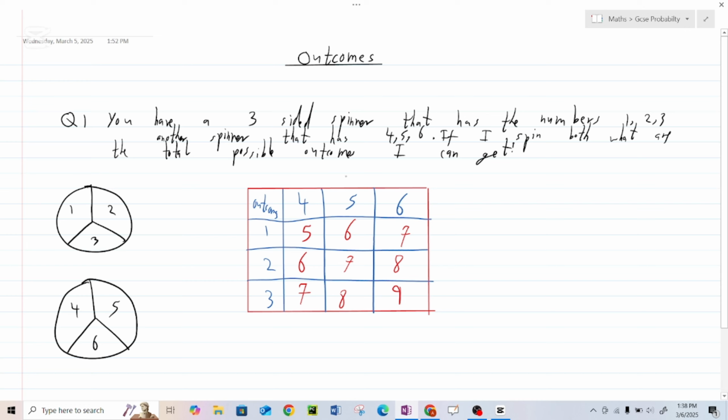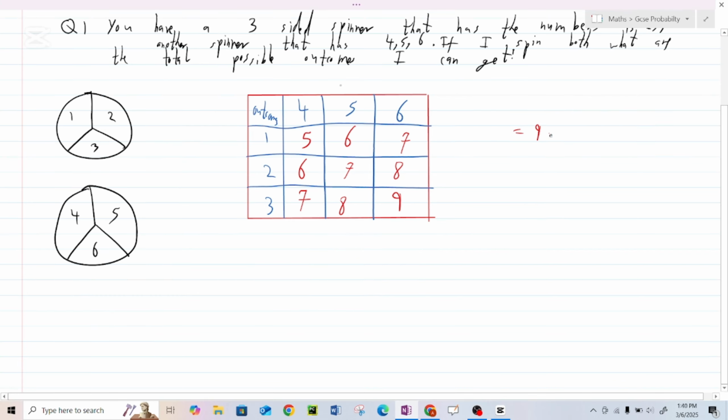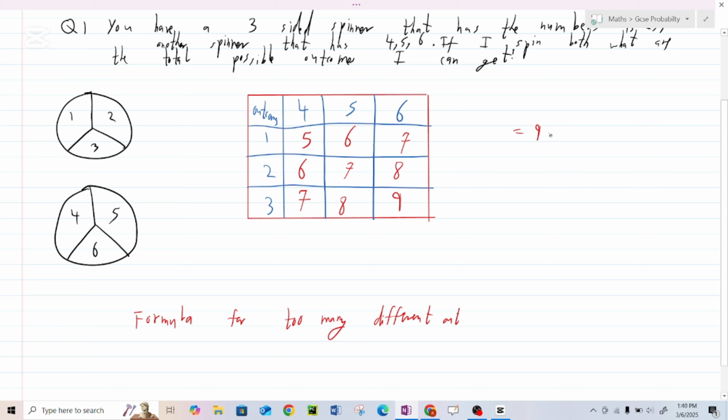So what are the total number of possible outcomes? 1, 2, 3, 4, 5, 6, 7, 8, 9. You can say the answer is 9. Now the formula that we're learning for too many different outcomes, it's not a formula, it's basically a rule that is called the product rule.